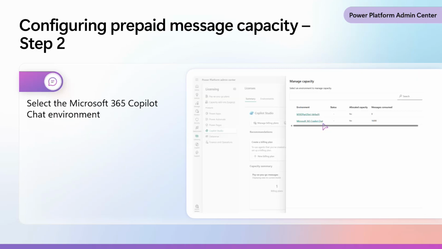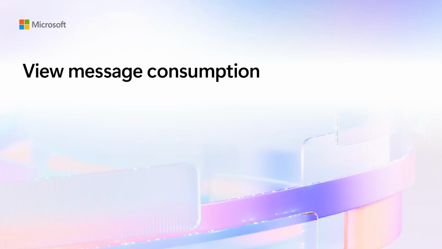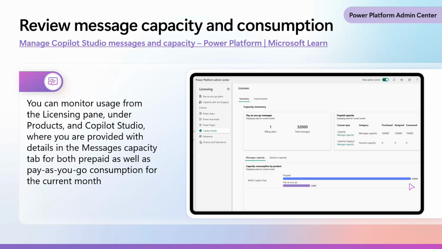About step number 2, you need to select the 365 Copilot chat environment. And after this, as we showed you before, you need to put the desired number, just to configure the capacity overages, preferences, and save. And you are even able to have a kind of view of message consumption, still in Power Platform Admin Center under Copilot Studio.